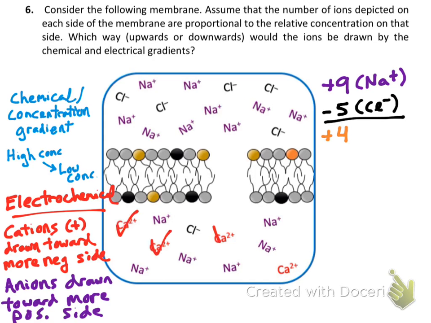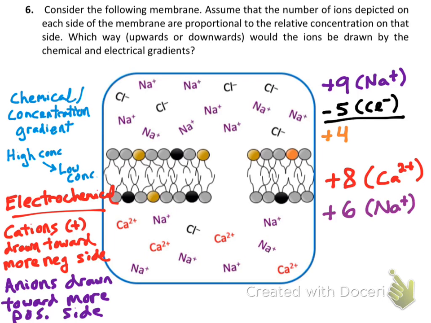We have 1, 2, 3, 4 calciums, each one with a 2 plus charge. So we have positive 8 total from the calcium. For the sodium, 1, 2, 3, 4, 5, 6. And then finally there's only one chloride with a negative 1 charge. So if we add all this up, we end up getting a much more positive value. On this side, the overall charge is positive 13. Okay, so this is the more positive side, and this is the more negative side.